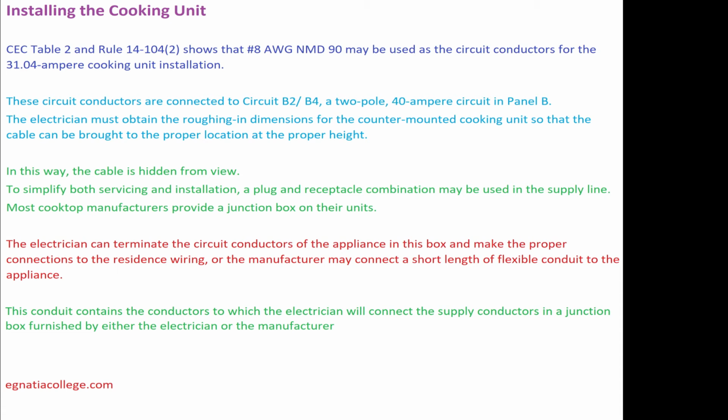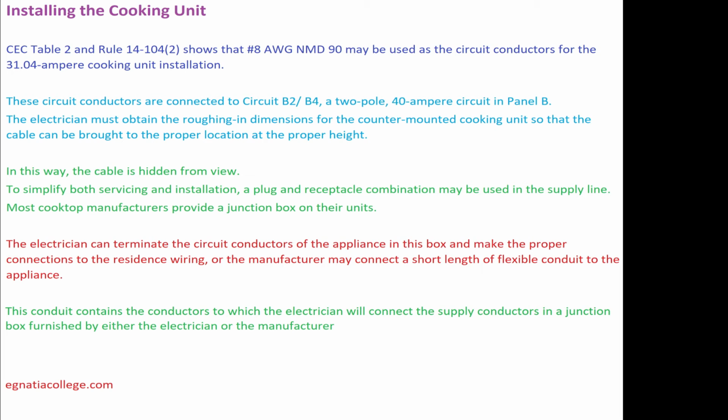The electrician must obtain the roughing-in dimensions for the counter-mounted cooking unit so that the cable can be brought to the proper location at the proper height. In this way, the cable is hidden from view. To simplify both servicing and installation, a plug and receptacle combination may be used in the supply line. Most cooktop manufacturers provide a junction box on their units.